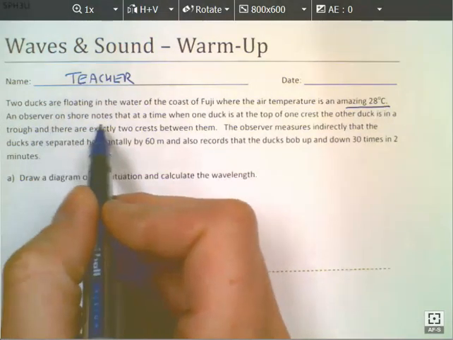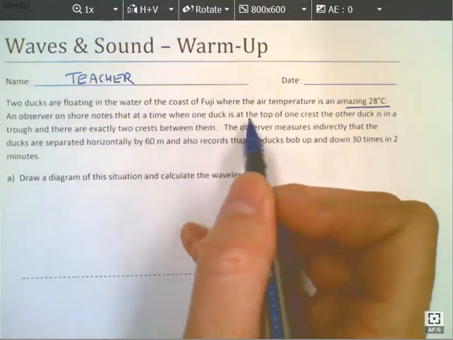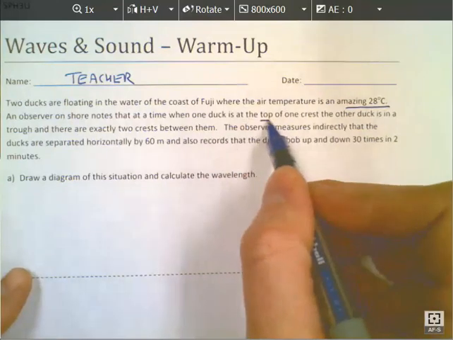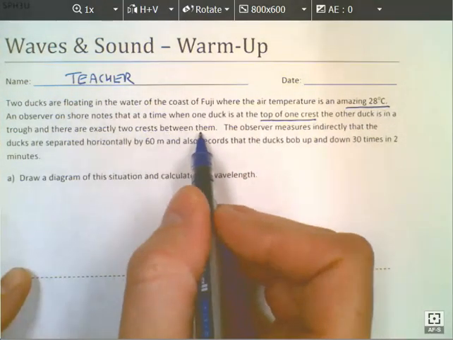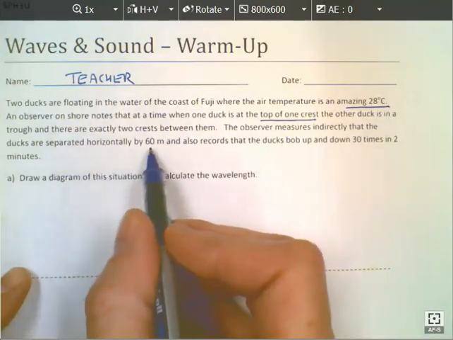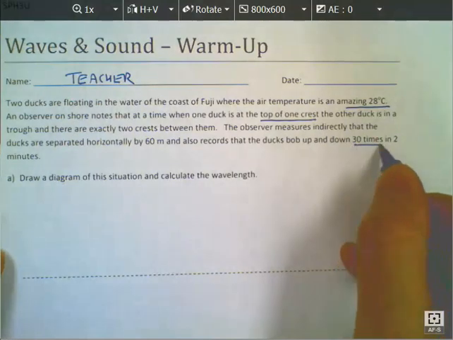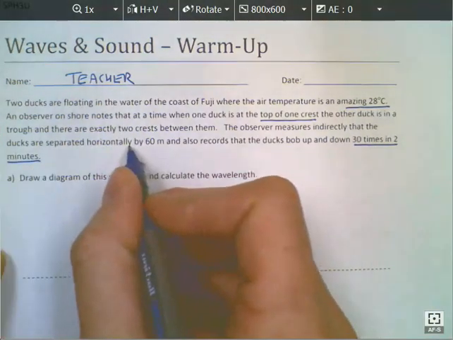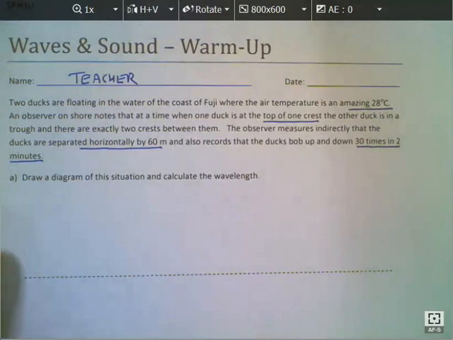An observer on shore notes that at one time, when one duck is at the top of one crest and the other duck is in a trough, there are exactly two crests between them. The observer measures indirectly that the ducks are separated horizontally by 60 meters, and also records that the ducks bob up and down 30 times in 2 minutes. So there's quite a bit of information in here that we're going to make use of.